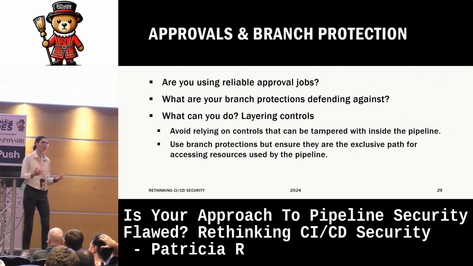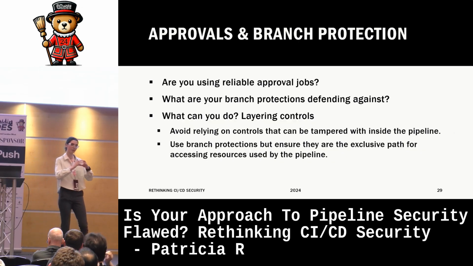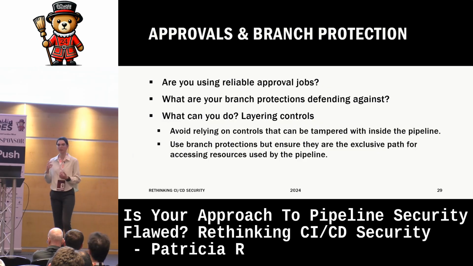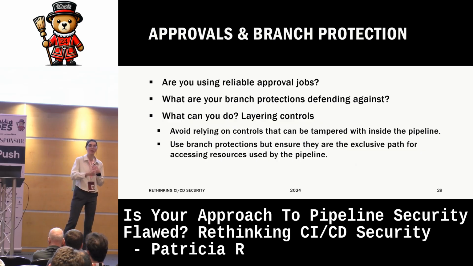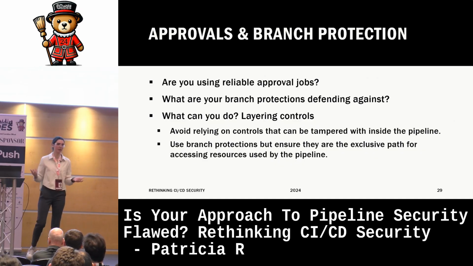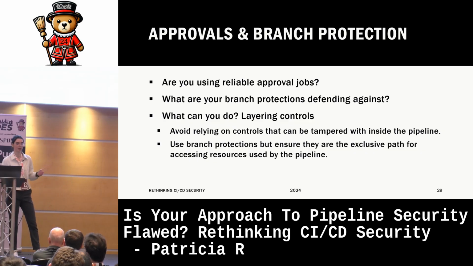But when it comes to the branch approvals, more than thinking, I need to apply this branch protection rule to my main branch, you also need to ensure that whatever you're doing in that main branch, I won't be able to do it from a non-protected branch. Else, okay, you're protecting the main branch, good for you. I can still use any branch that I create.